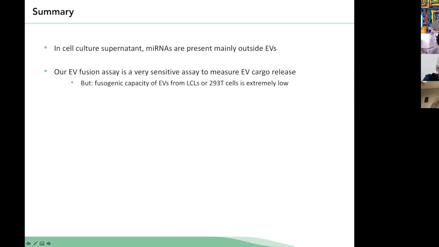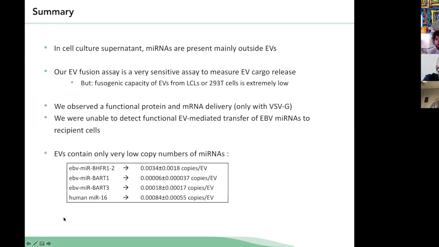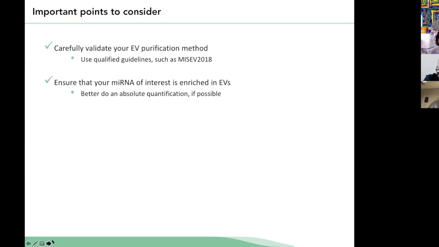Okay. And so we observe that with VSVG, when we boost the fusion, we actually have transfer of protein and mRNA, we do see them. But we were incapable of seeing, even in this condition, microRNA delivery. And as I mentioned before, it's just because the microRNAs are in too low numbers to be really effective on those target cells. You would need an amazing amount of EVs that would not be feasible, I think, to really deliver enough copies. Okay, but from our experience, we learned a lot.